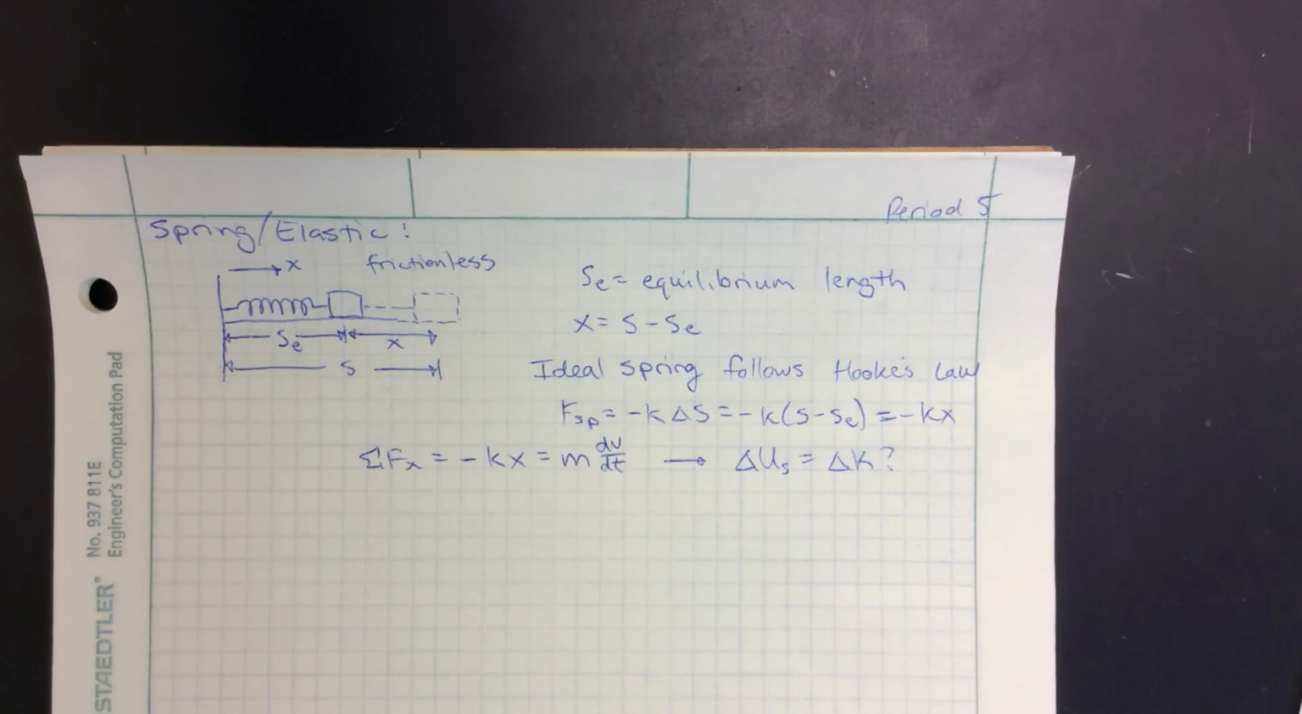You do the same thing as you did. So you split the dv dt into dv dx and dx dt. So dx dt becomes v. So it's mv dv dx, and then you integrate both sides and you get that.